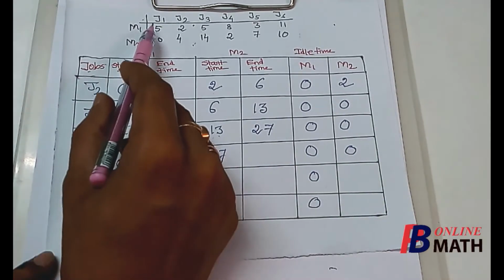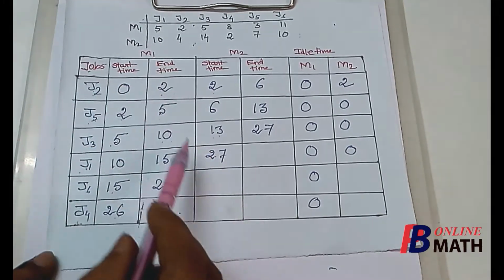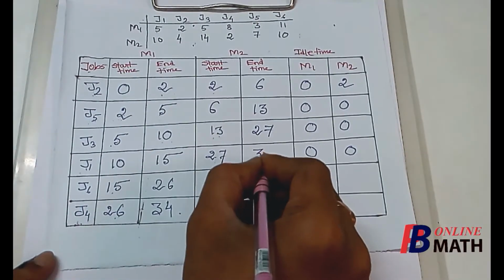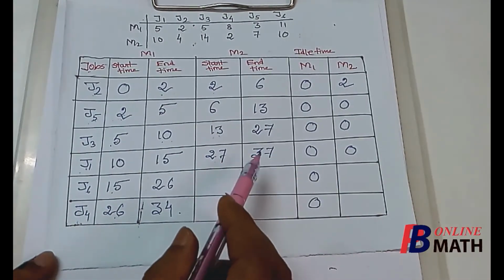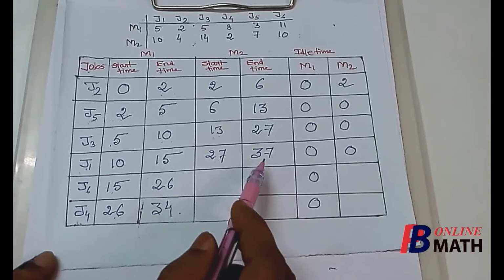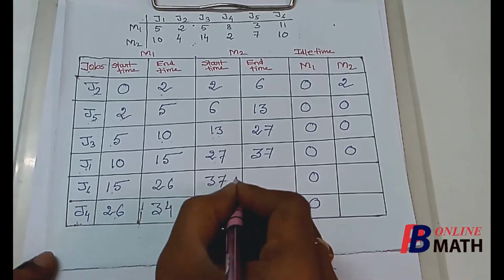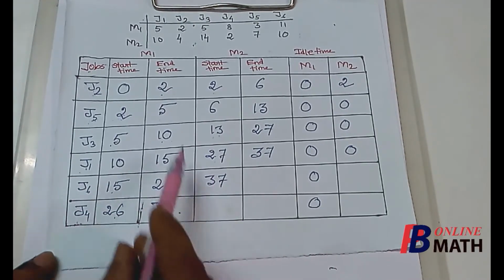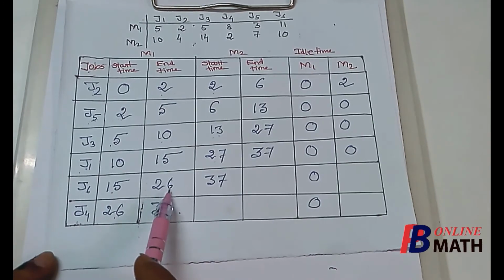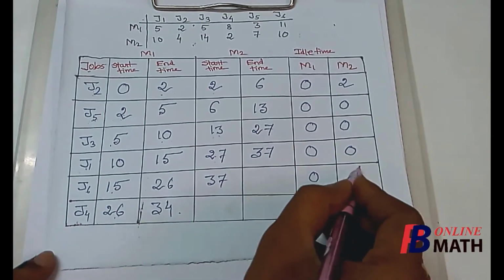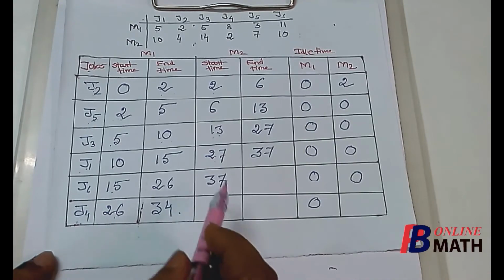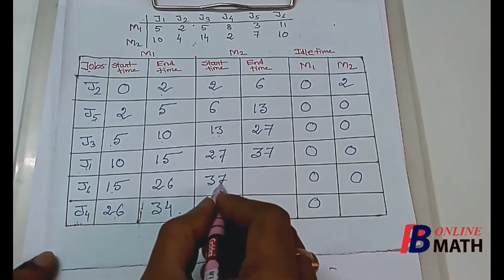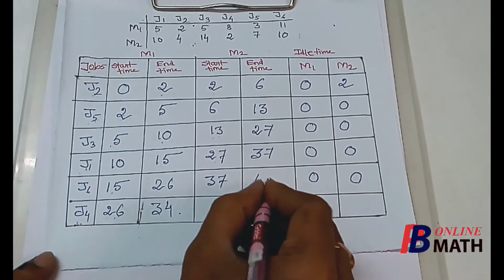Now the job J1 takes 10 units of time to process on M2. So the end time for J1 is 27 plus 10, which is 37. So the machine M2 is ready to process the next job after 37 units of time, when the next job J6 has been released already by M1 after 26 units of time. So the machine did not remain idle here. And the job J6 takes 10 units of time to process on M2. So the end time is 37 plus 10, which is 47.